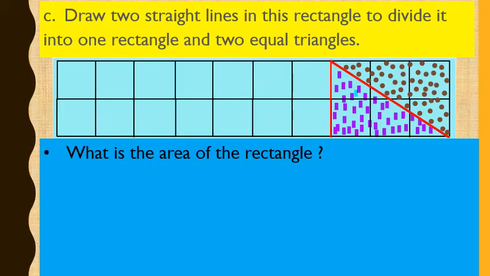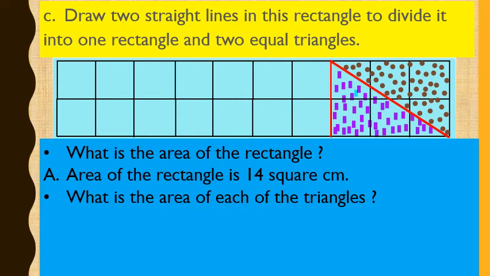What is the area of the rectangle? Since the smaller rectangle consists of 14 complete squares, the area of the smaller rectangle is 14 square centimeter.